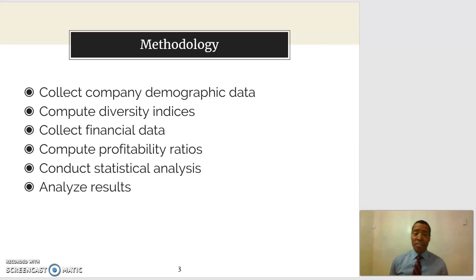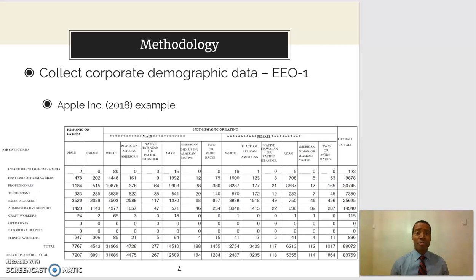So my methodology, as a quick overview: I collected company demographic data and computed diversity indices. I collected financial data, then computed profitability ratios, and then I conducted statistical analysis and analyzed the results.